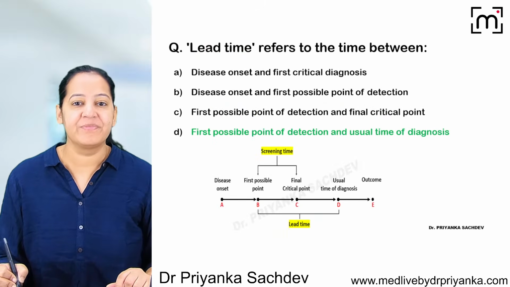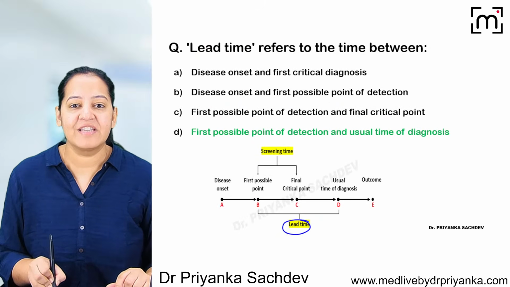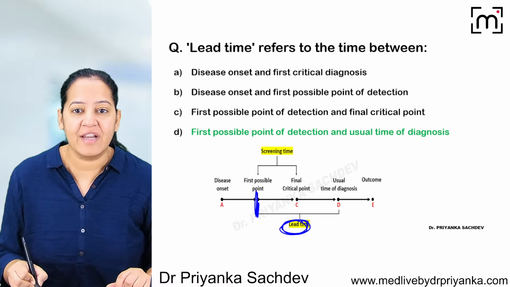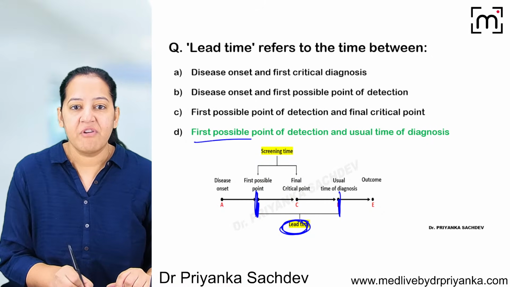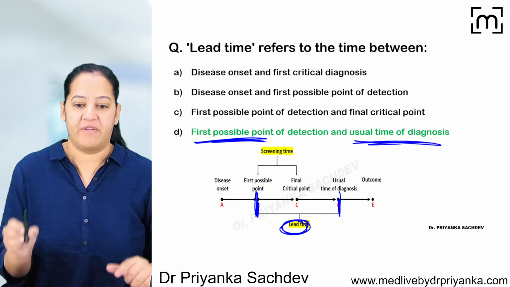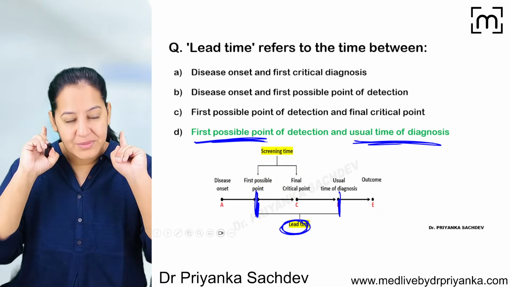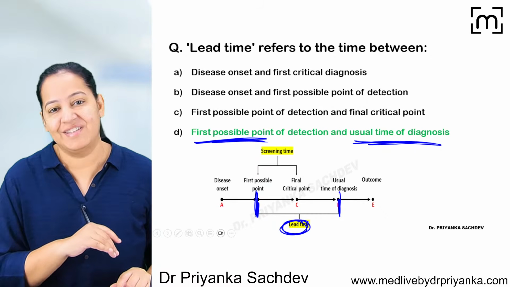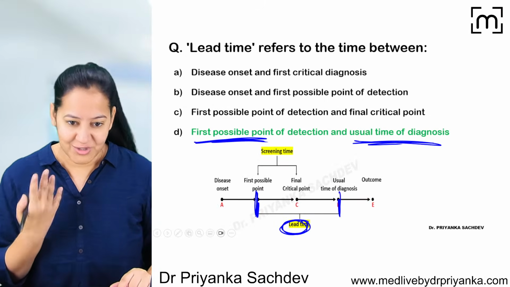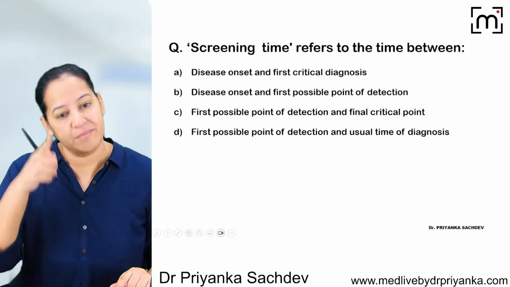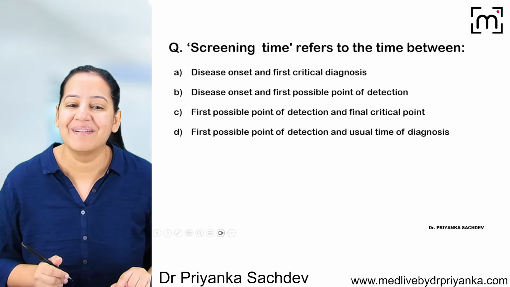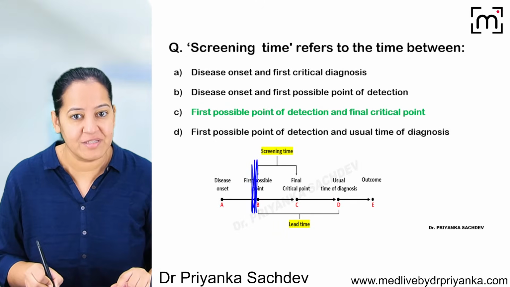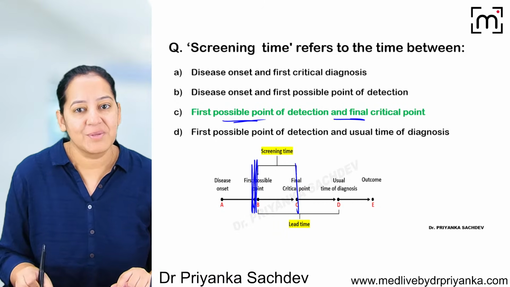You want to see the diagram? This is the diagram. Can you see this is the lead time I'm asking? So it is the first possible point of detection and the usual time of diagnosis. You can correlate. This is a very frequently asked and very important question. And the next question you already understood. What is screening time? From the same four options. You can see screening time is the first possible point of detection till the final critical point. So this is the answer.